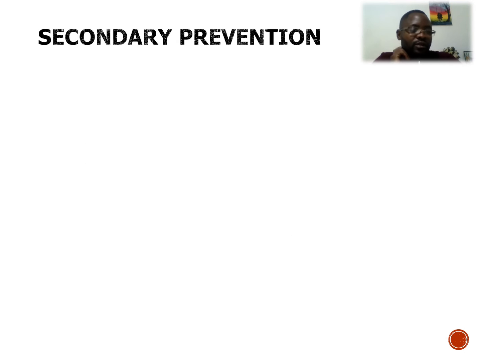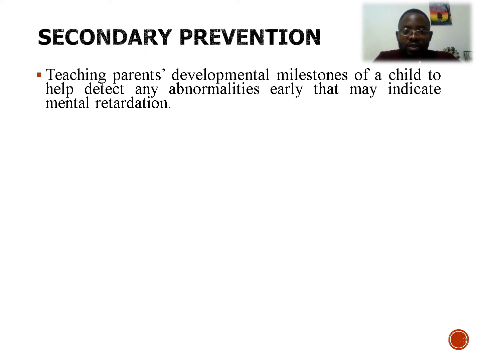Under secondary prevention, this is another part that we need to talk about now. Remember, we are focusing on early diagnosis and early treatment of mental retardation. So for you to establish an early diagnosis, you need to put in certain interventions, and these are some of the things that you can do.